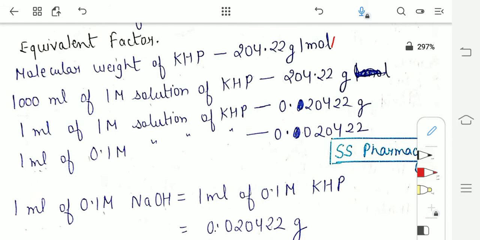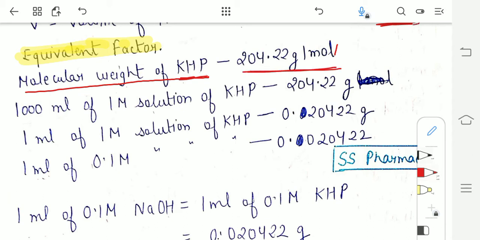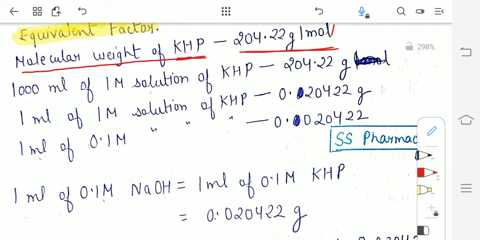To calculate the equivalent factor, the very first thing we have to do is calculate the molecular weight of our compound whose equivalent factor we are calculating. Here we are doing it for potassium hydrogen phthalate, and I have already calculated it. It came out to be around 204.22 grams per mole. This means that 1000 ml of 1 M solution of potassium hydrogen phthalate has 204.22 grams of potassium hydrogen phthalate.